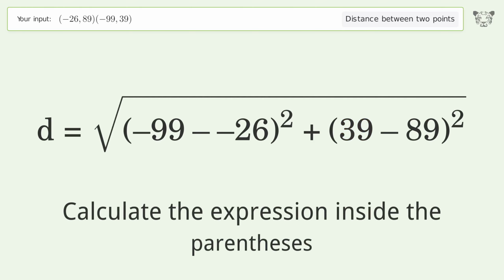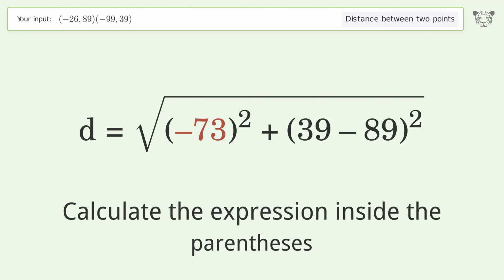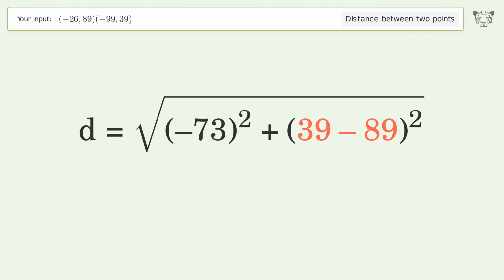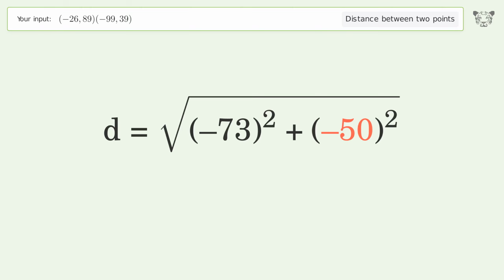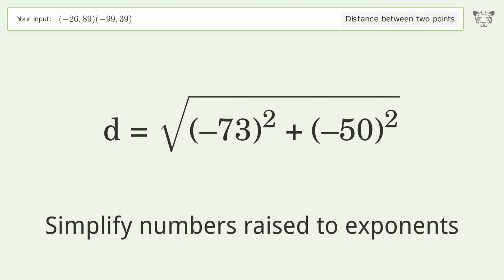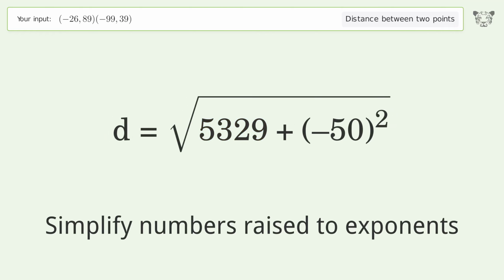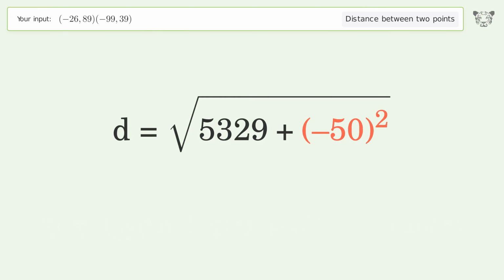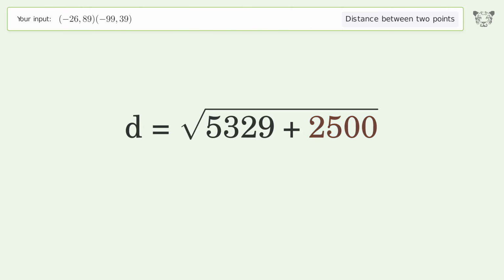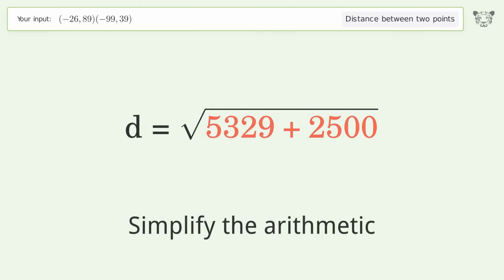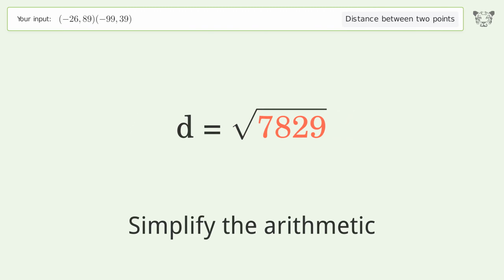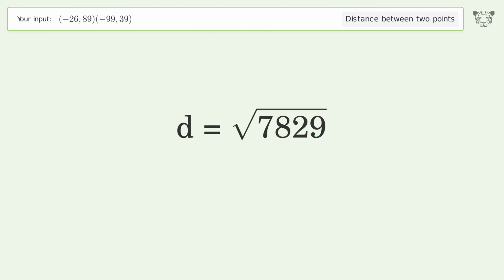Calculate the expression inside the parentheses. Simplify numbers raised to exponents. Simplify the arithmetic. And so the distance between the 2 points is the square root of 7,829, or 88.482.